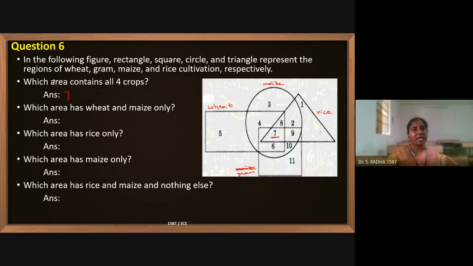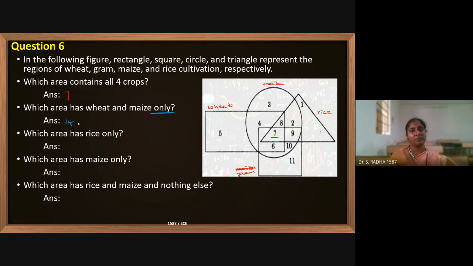Which area has wheat and maize only? This is the wheat region and the circle is the maize region. Rectangle and circle alone. There should not be any triangle, there should not be any square. 4 is covering. If you take 8, triangle comes over there. If you take 6, square is also coming over there. So 4 is the answer. Which area has rice only?